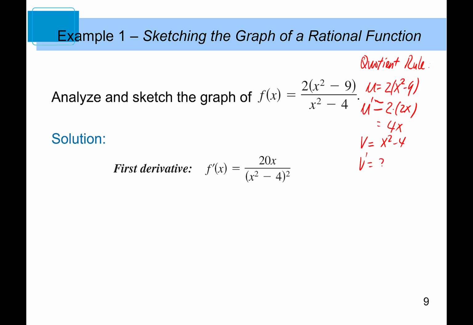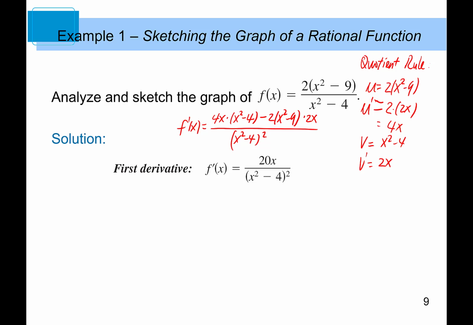v prime is 2x. Okay, so using the quotient rule, in that case, f prime of x equals u prime, which is 4x, times v, x squared minus 4, minus u, 2x squared minus 9, times v prime, which is 2x, over v squared. So that's going to be (x squared minus 4) squared.